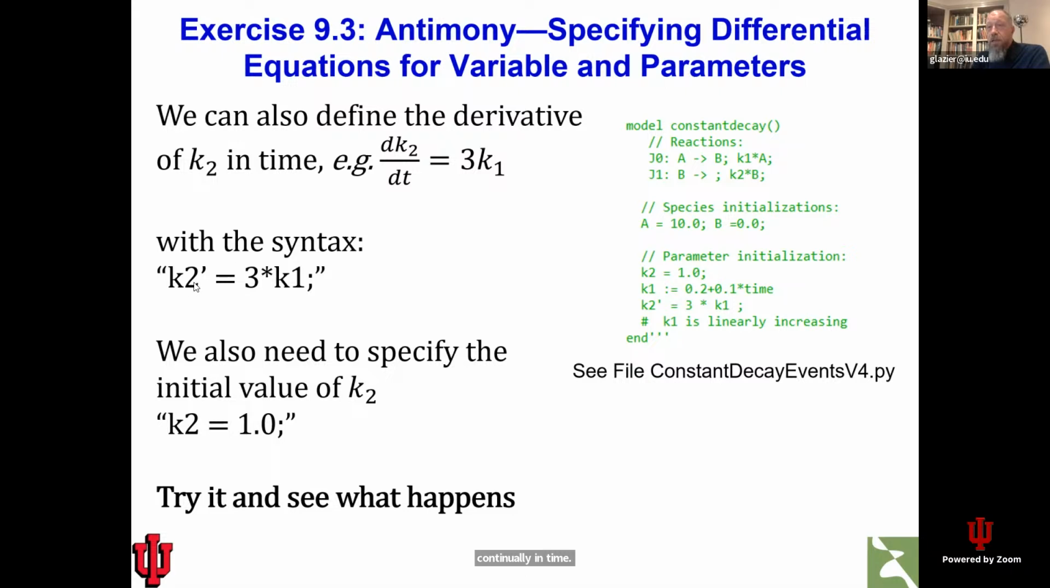If I do that, and I write K2 prime equals something, then it's required that I specify the initial value of K2. So that would be like a variable. Basically, I'm writing an ODE, like a rate. I'm writing another rate. Here I have K2 prime equals 3 times K1. And here I do need that K2 at time 0 equals 1, or whatever the initial value of K2 is. And so these are additional ways of specifying time dependencies in these simulations that you may find useful.